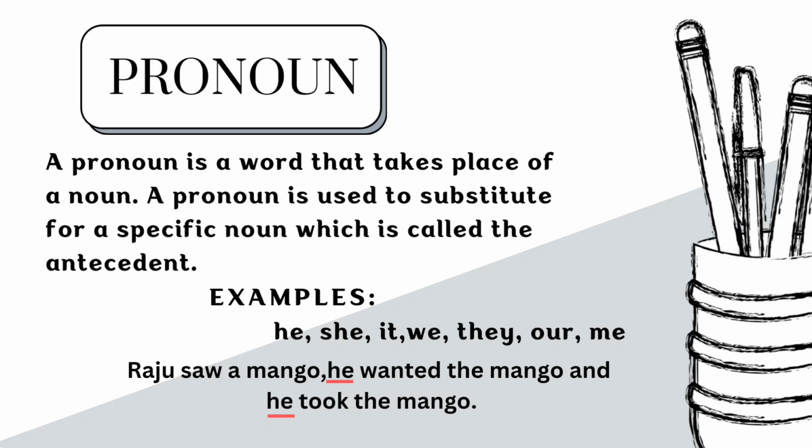Now see the sentence. Raju saw a mango. He wanted the mango and he took the mango. Instead of saying Raju's name 3 times in a row, we substituted it with he and our sentence remained grammatically correct.